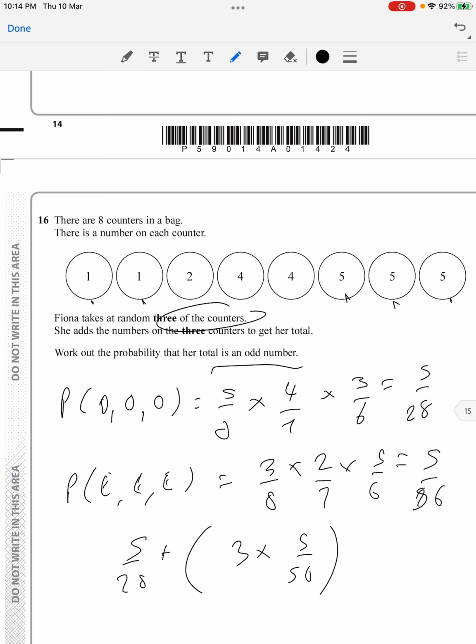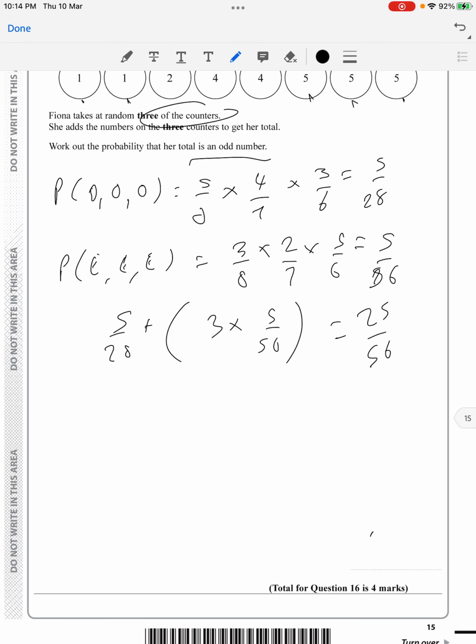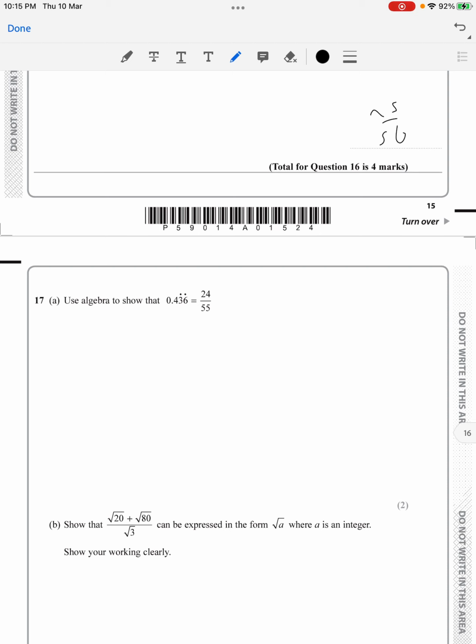So 5 by 28 plus 3 times 5 divided by 56 should be giving you 25 divided by 56. That's very important that you calculate this stuff. 3 times 5 divided by 56. I'm just checking if it's correct. Yeah, 25 divided by 56 should be your answer for 4 marks. So probably we'll build up a video on probability more often.